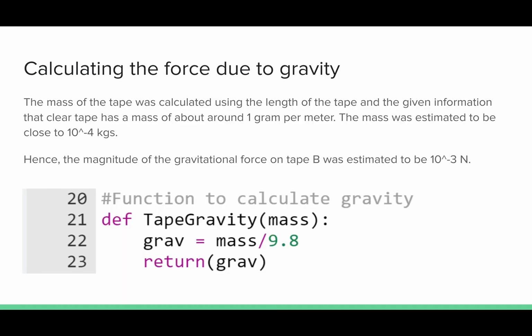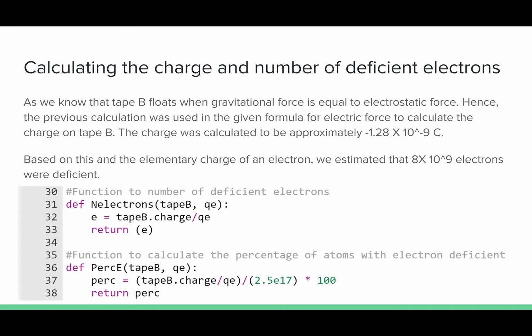Then I defined a function that can calculate the force due to gravity based on the mass of the tape, which was calculated using the given information. The clear tape has a mass of about 1 gram per meter. Then I put in functions to calculate the charge and the number of deficient electrons. The charge was calculated to be approximately negative 1.28 times 10^-9 coulomb. And based on this and the elementary charge of an electron, it was estimated that 8 times 10^9 electrons were deficient from the side of the tape.